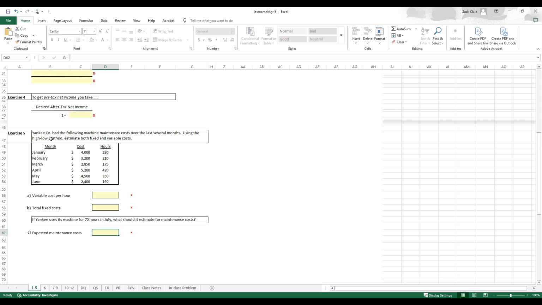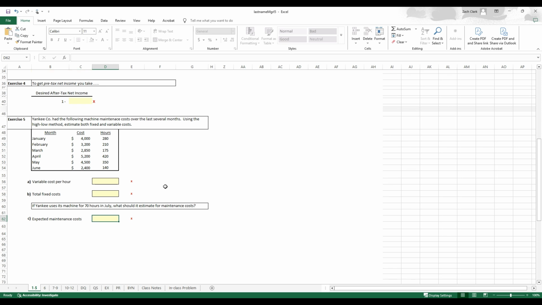So in exercise 5, it tells us that we have this company that had the following machine maintenance costs over the last several months. And it asks us to use the high-low method to estimate fixed and variable cost here. So the way we're going to get our variable cost per hour using this methodology, if you remember, it's going to be a ratio. So we're going to take the high cost month minus the low cost month and then divide that by the high minus the low for the hours of those specific cost months below.